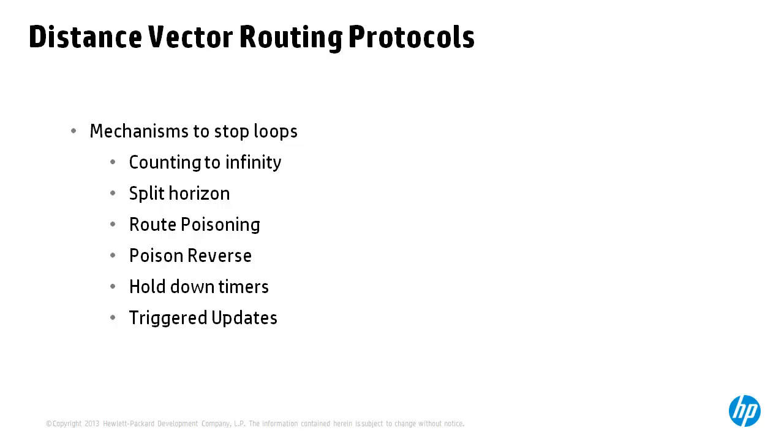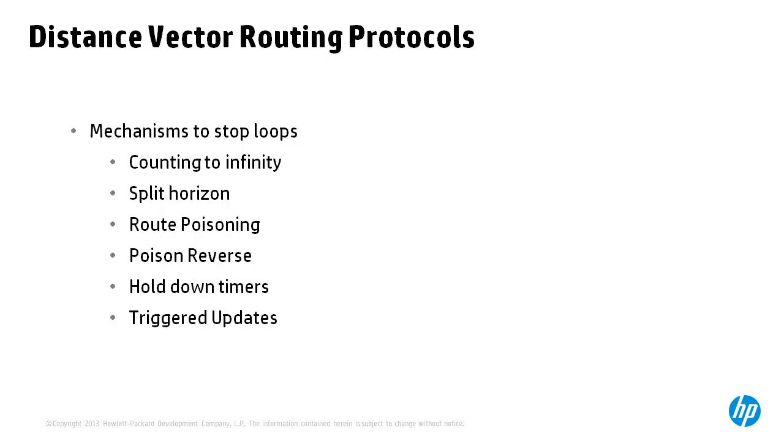We'll look at each of these in more detail, but before showing you how these stop routing loops, let's look at our simple topology and see how routing loops are introduced when these mechanisms are not used.